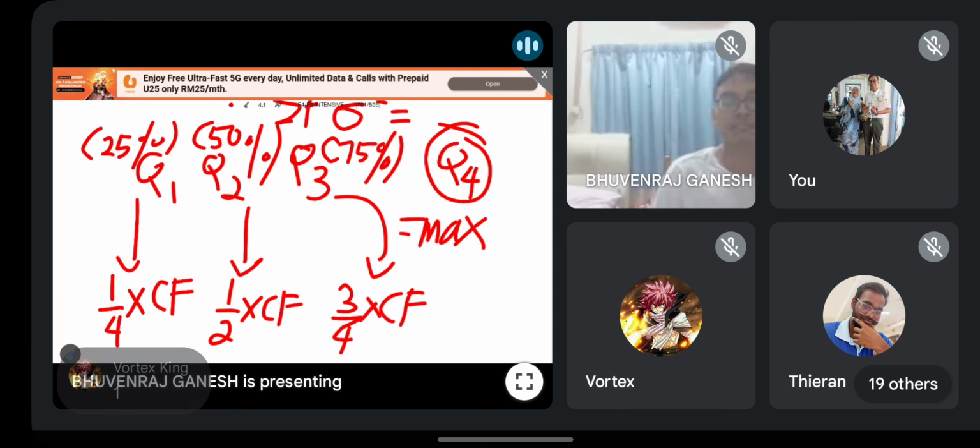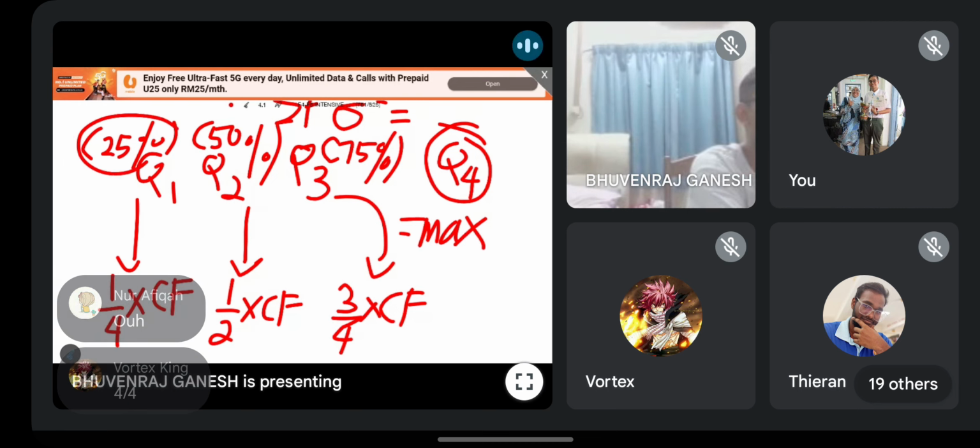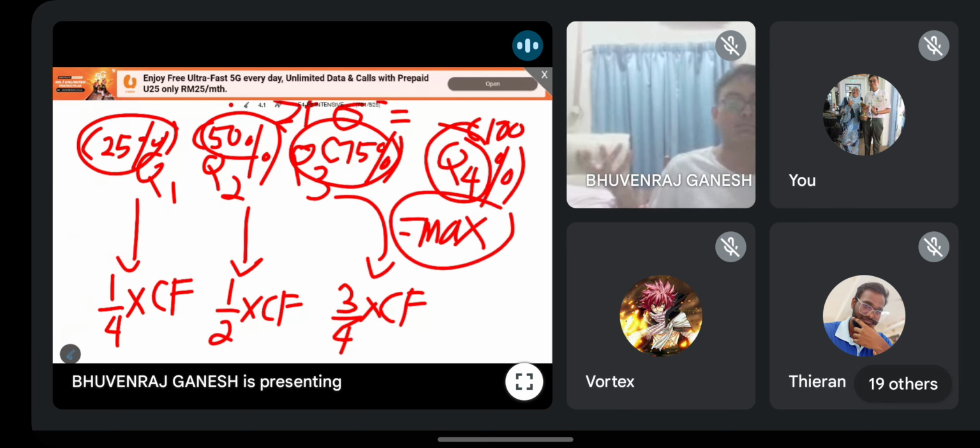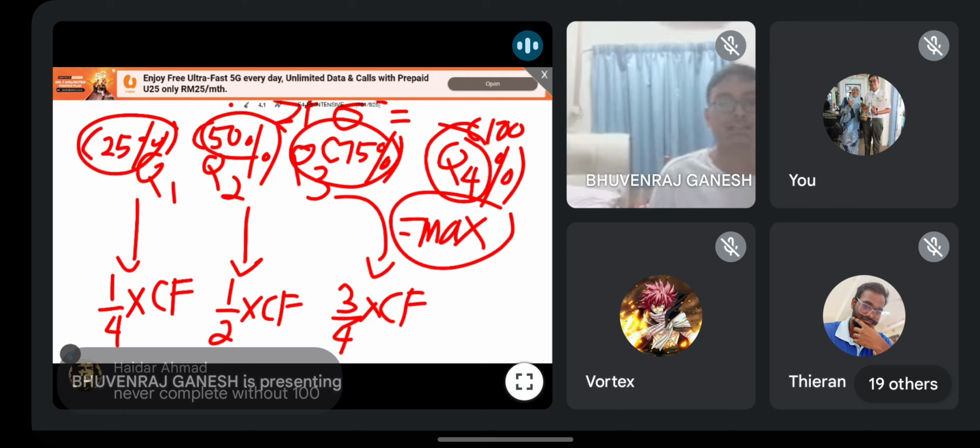Basically, Q4 adalah nilai maksimum kamu. Mengapa, guys? Kalau kamu lihat nisbah ni, 25, 50, 75, yes, 4/4 or 100%. So, kalau 100%, maksudnya maksimum lah. Nilai maksimum kamu, maksimum value in your data. Okay, never complete without 100, correct.